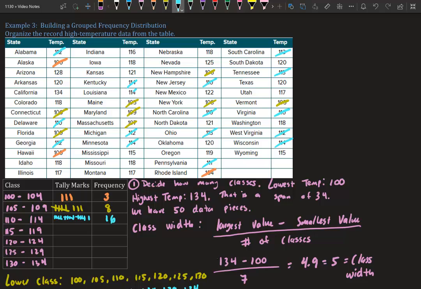16. Alright, let's do 115 to 119. So that's 13. Alright, next we have 120 to 124. Alright, let's do 125 to 129. So only 2. Alright, last but not least, we have 130 to 134, and the only one we have left is California.